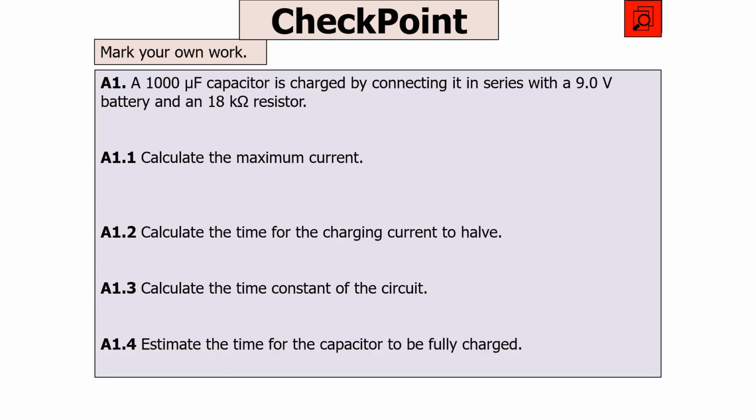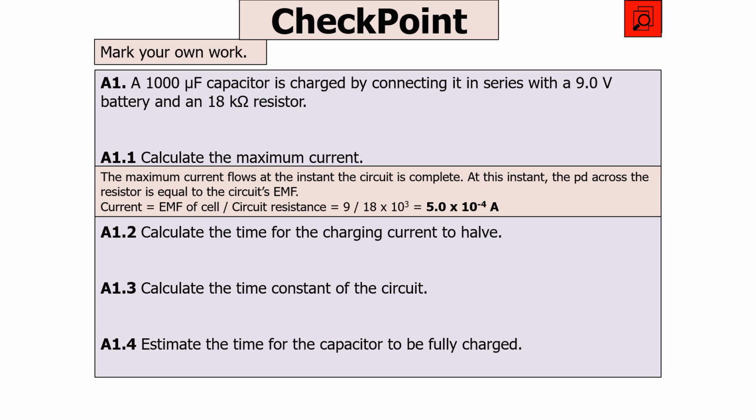Right, in this question, it's all about thinking what information you're given. So the maximum current is going to be equal to V over R. So therefore, what is V? Well, it's the maximum current, so therefore it's the maximum potential difference, which is going to be the EMF of the power source. You divide it by the resistance of the circuit. It's 9 over 18 times 10 to the 3, because kilo turns into ohms by that method. So you get 5 times 10 to the minus 4 amps.